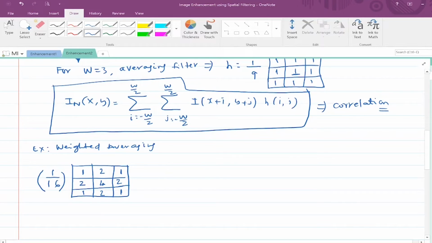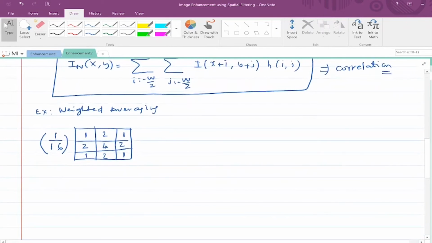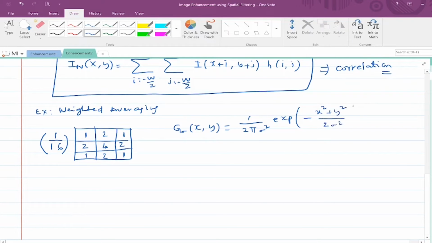We have empirically designed this weighted average kernel. If you want to do image smoothing using weighted average, this is one empirically done. For example, you could in fact use Gaussian based weighted averaging also. In that case, you all know the 2D Gaussian, right? G sigma of x comma y is equal to 1 by 2 pi sigma square, with variance being sigma square, times exponential of minus of x square plus y square by 2 sigma square.